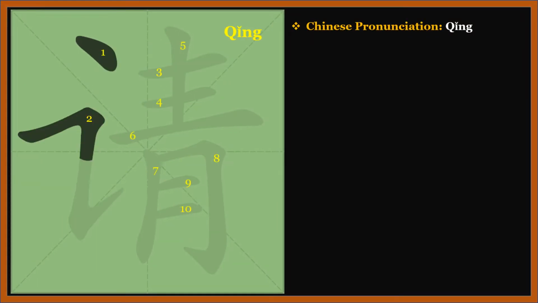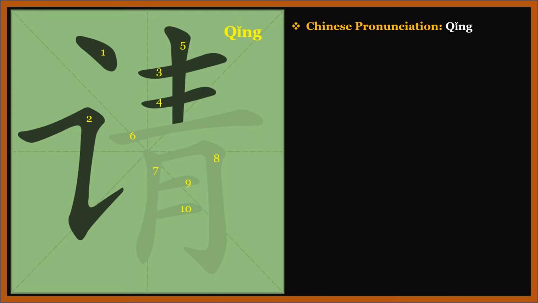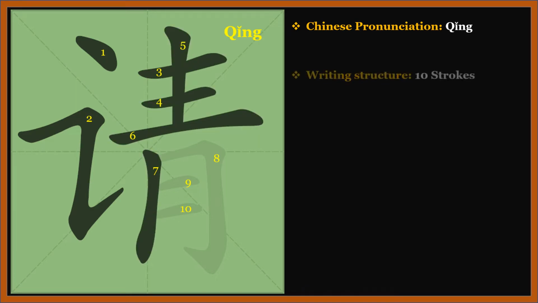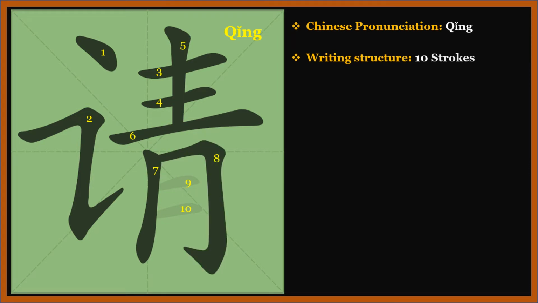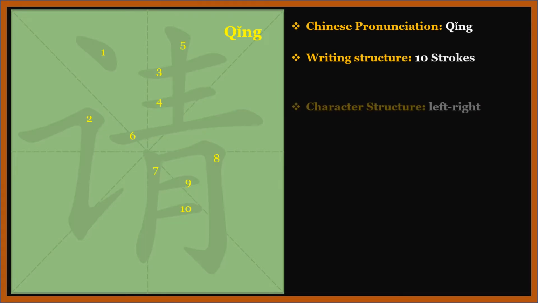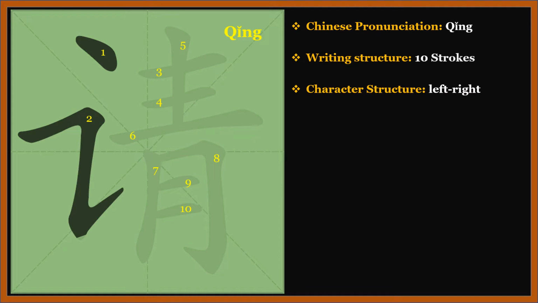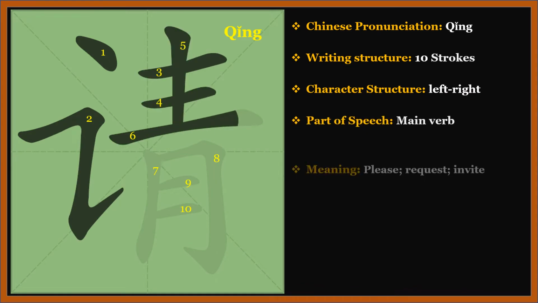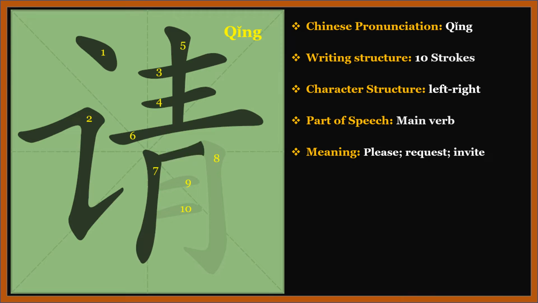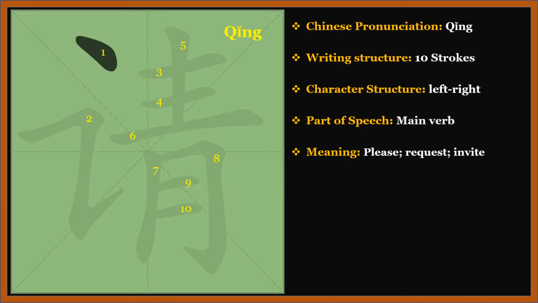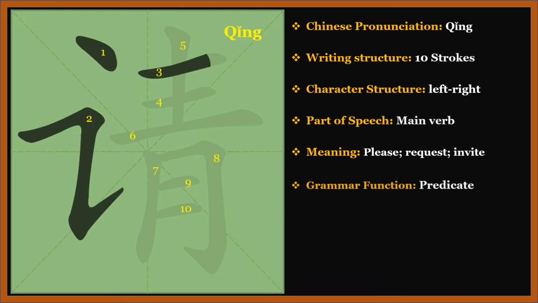As you can see from the animated image on the left, the character 请 is composed of 10 writing strokes. The character is a left and right structure. This character can be used as a main verb, which means please, request, or invite in English. So it is mainly used as a predicate in a sentence.